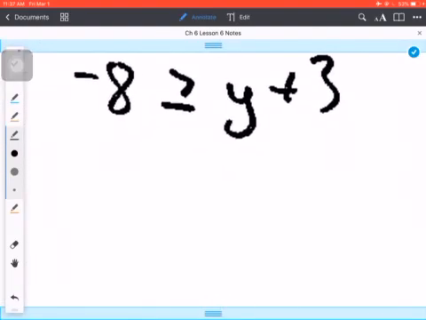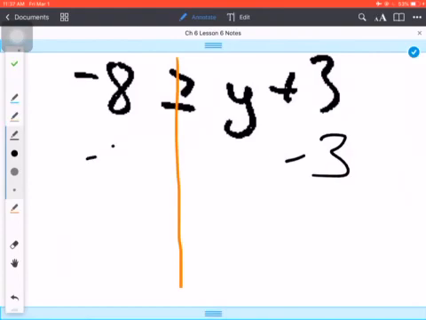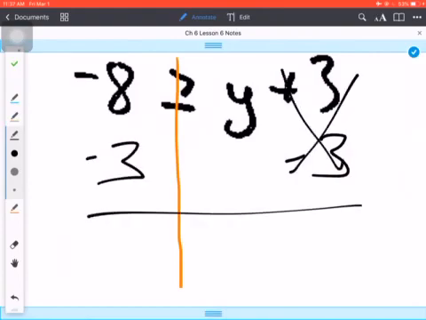Now, this one looks slightly different because it has an or equal to. But the process is still the same. So I'm still going to subtract 3 from both sides because I want my y variable all by itself. Negative 8 minus 3 is negative 11. And I keep the inequality symbol.